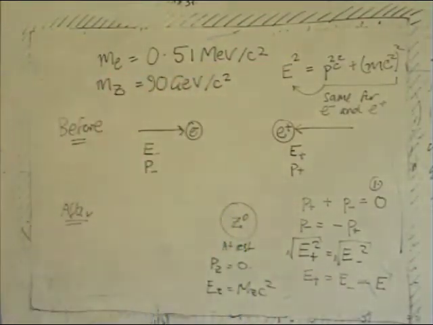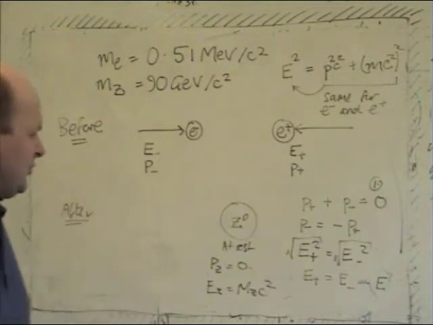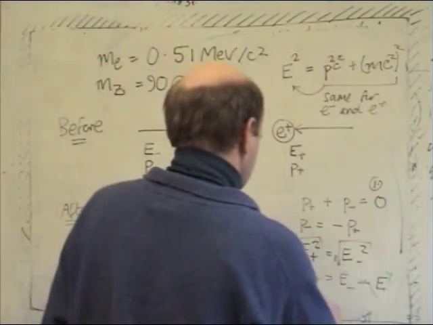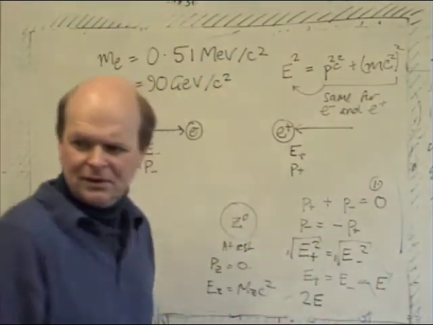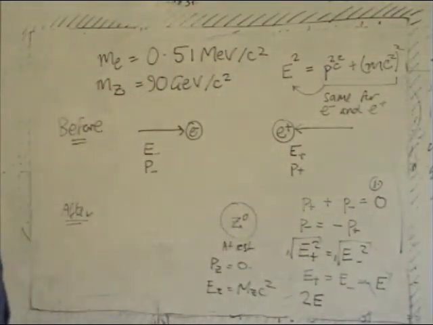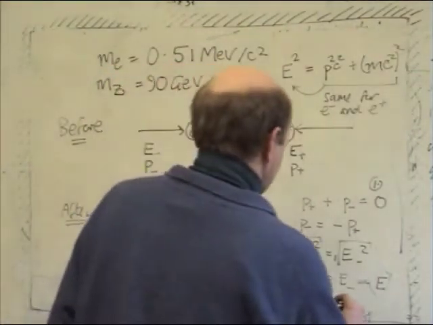Right? Now we're in a position to do energy conservation. So the initial energy is E plus plus E minus, but that's just 2E. So that's the energy before the interaction. And the final energy is m_Z c squared.